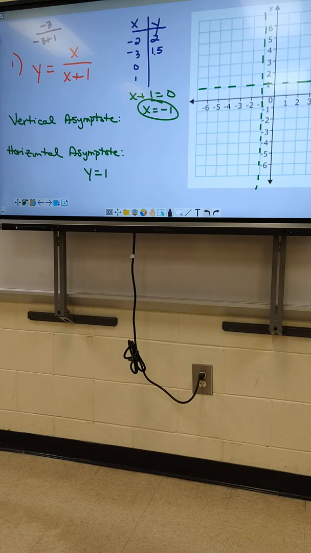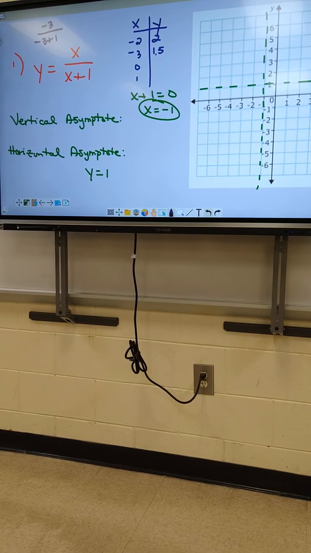Everybody good on the buttons on the calculator? Anybody need to see one? Yeah. Which one, the fraction button? CJ, hit alpha, and then the button right next to it, and it puts a fraction bar up there. Anybody else need to see it? Trey, we good?